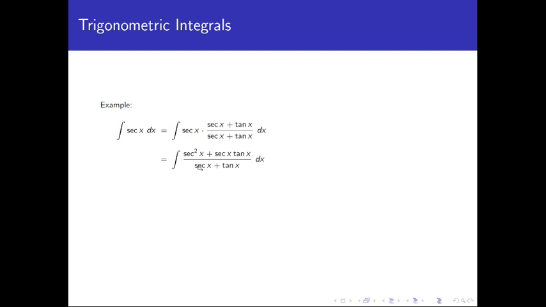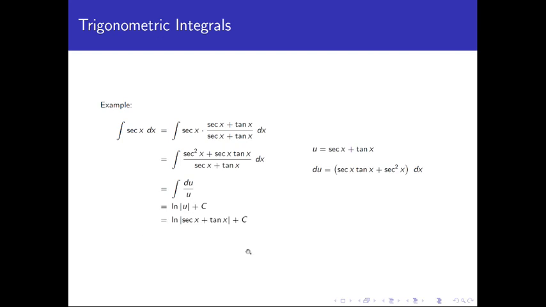And now notice if I let u equal the denominator, the numerator is the derivative. u equals secant x plus tangent x, du is secant x tangent x plus secant squared x dx, which is exactly what I have. So the u substitution here gives us du over u, which I know how to anti-differentiate.